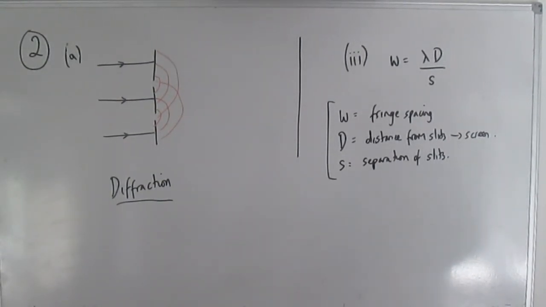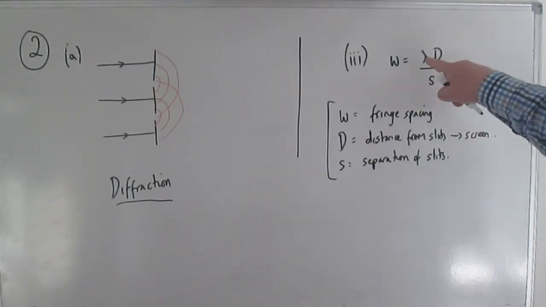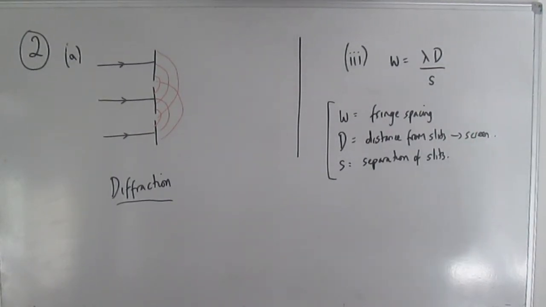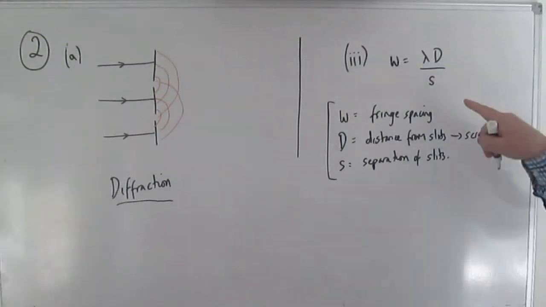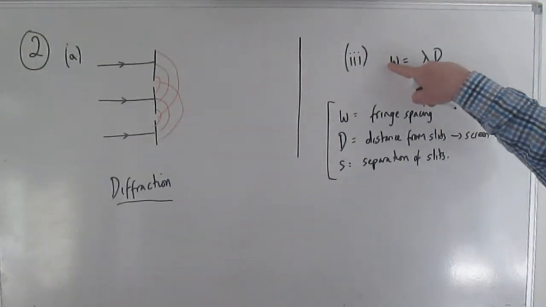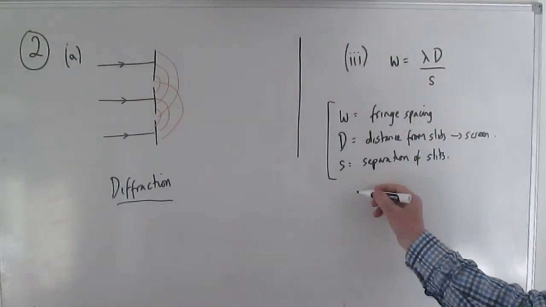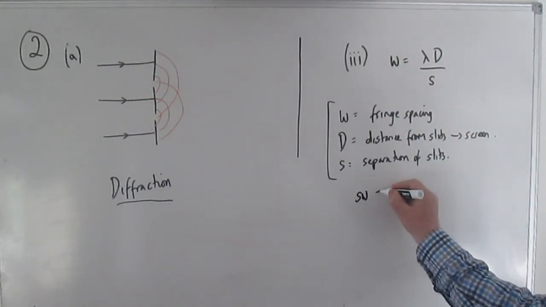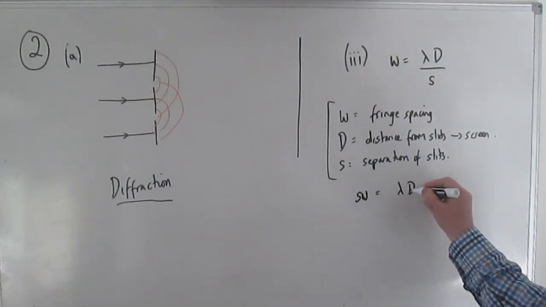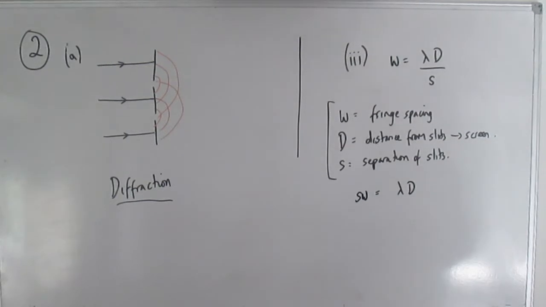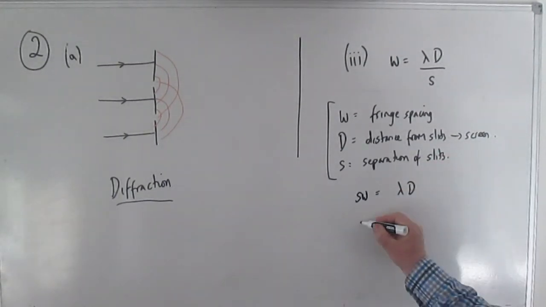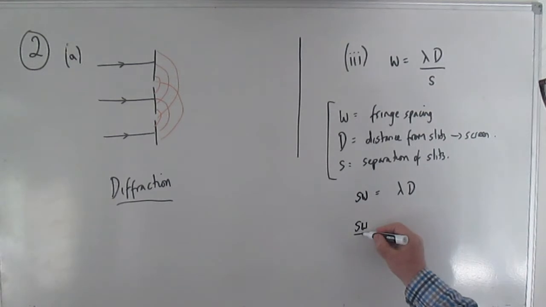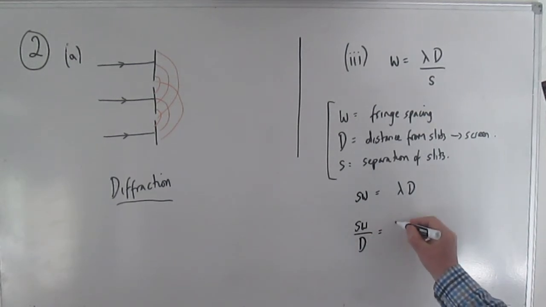So in our case, it tells us all 3 of those things in the question, and the one we don't know is lambda. So the first job is to rearrange that equation to get lambda. We'll just slide the S over to that side, so we get SW is equal to lambda D. And then we can slide the D down over to this side, so we get SW over D is equal to lambda.